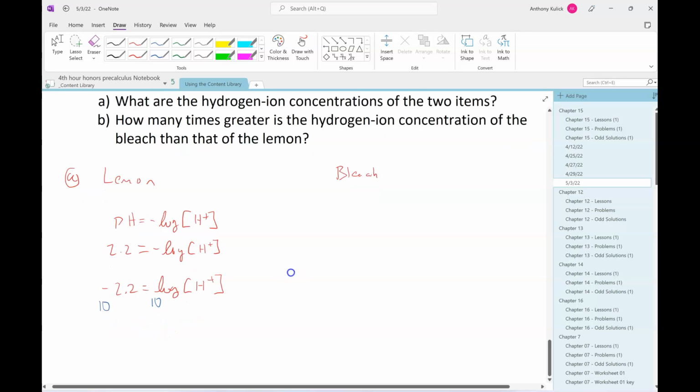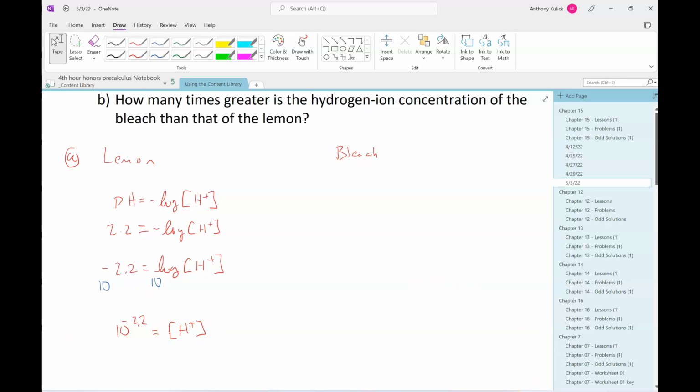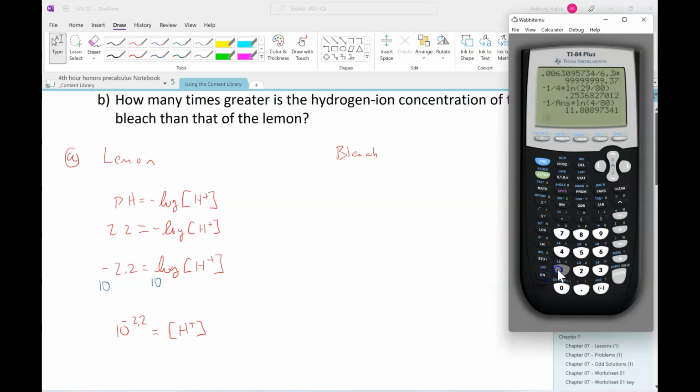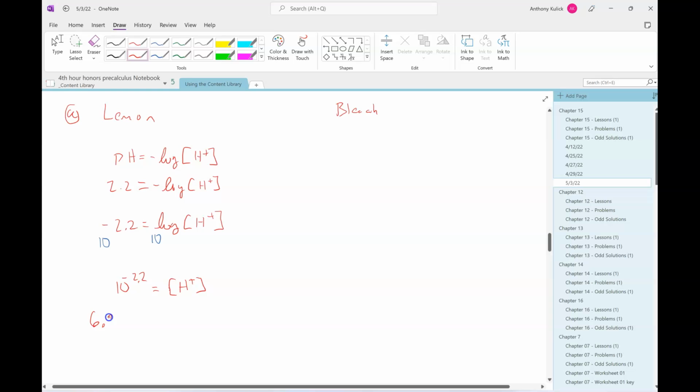Yep. So I have 10 to the -2.2 is equal to the concentration of hydrogen in the lemon. So I'll just go to my trusty old friend, the calculator. And I get about 0.00631. I'm going to write that in scientific notation.